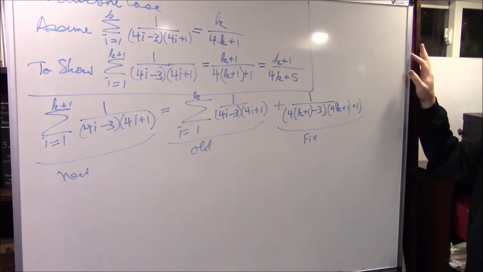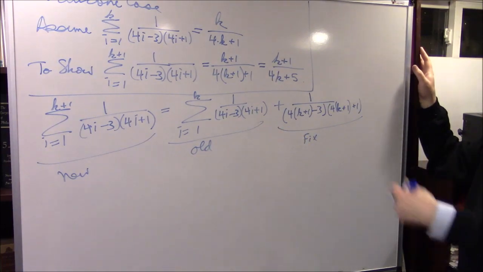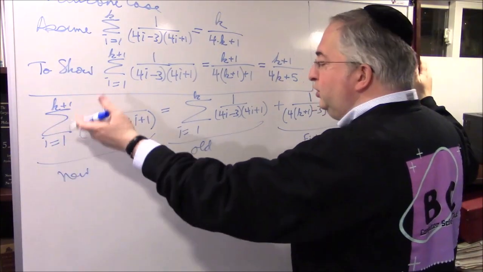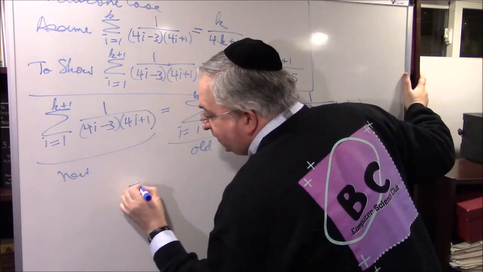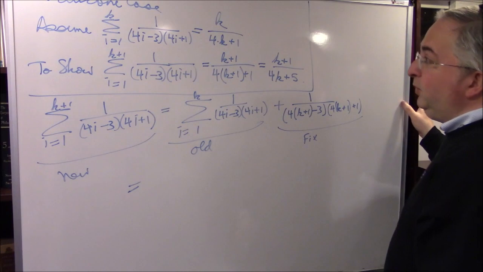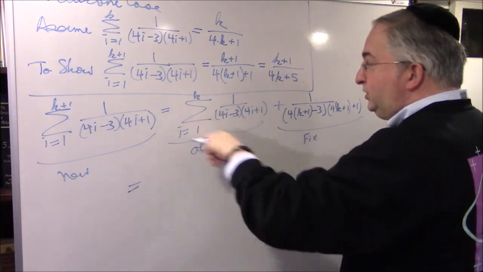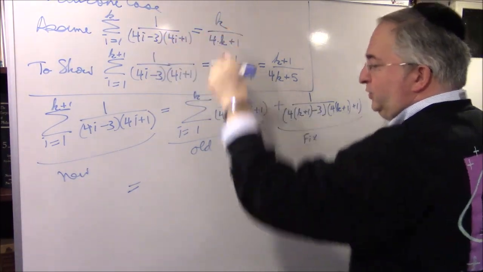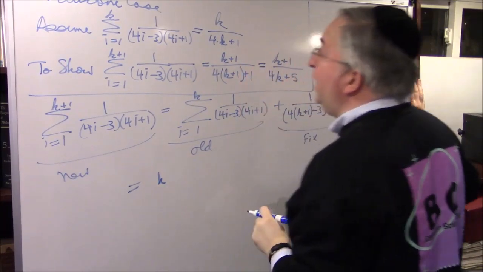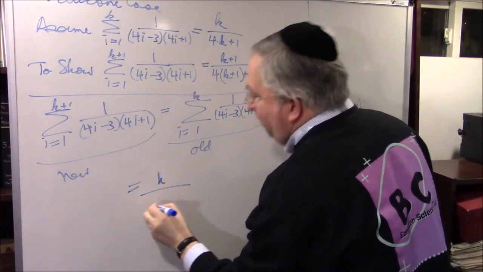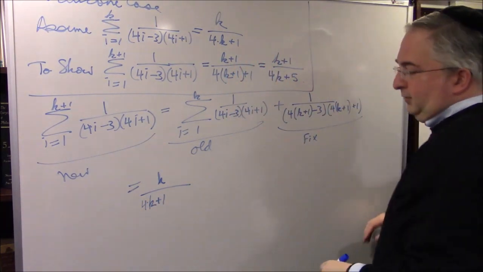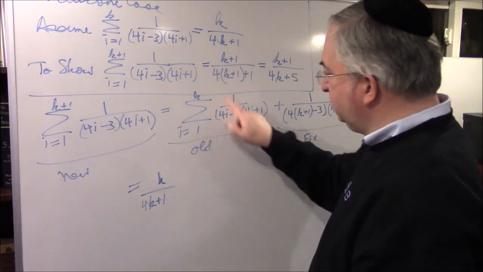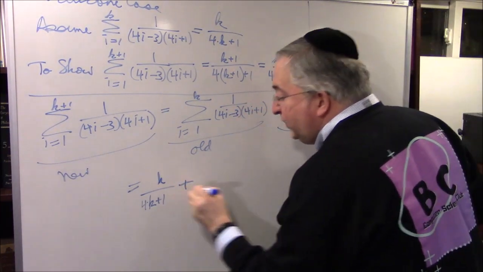Great. Okay, don't move. We had an assumption about this. So this is what we want to show, and we're writing the new in terms of the old. But one second, we had an assumption about the old. So let's write the assumption very clearly. So this is equal to, what did we assume this whole thing was equal to? We wrote it right here, so we don't forget it. So this is equal to k divided by 4k plus 1. By the way, that's much easier than this whole thing. Plus, don't forget the fix.